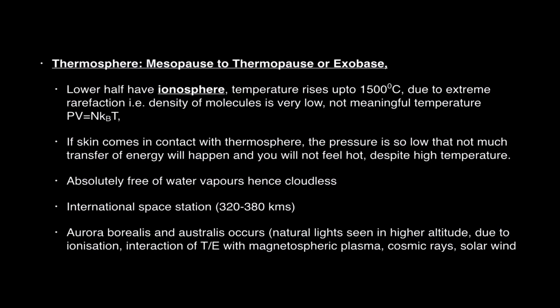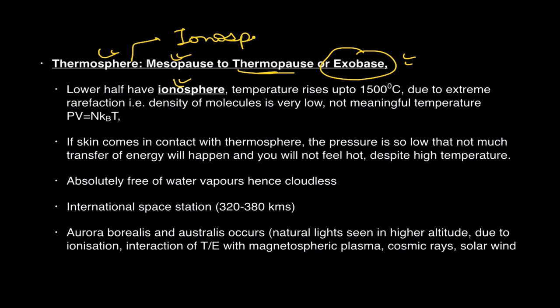So this was the mesosphere. Now thermosphere, we have mesopause to thermopause, and since it's the base of the exosphere, it is also called the exobase. The lower half has the ionosphere. So this is also called the ionosphere by some people, but actually the lower half of it is called the ionosphere. Ionizing happens here.